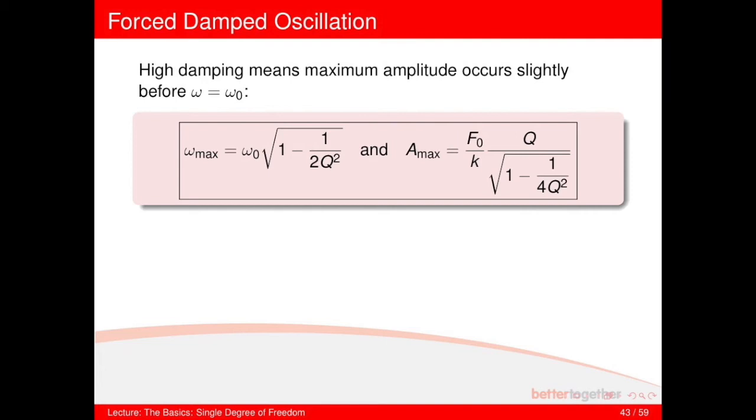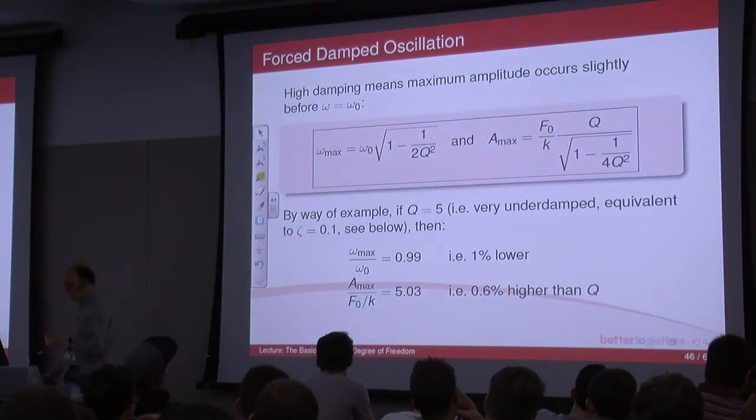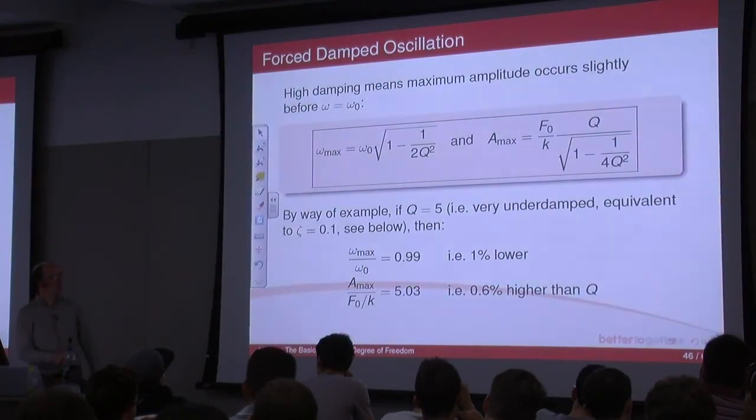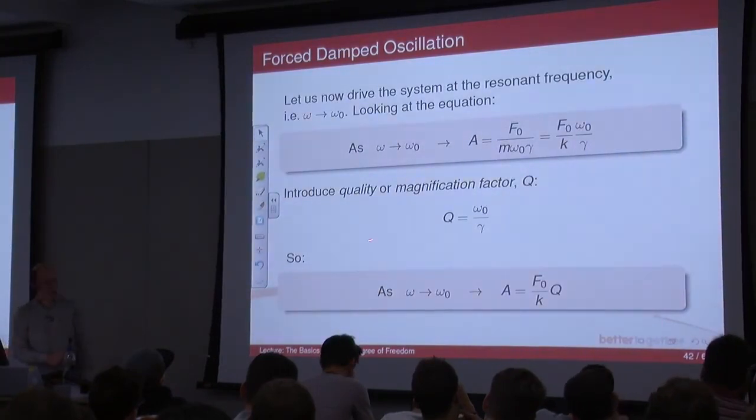The maximum amplitude is slightly different too. Obviously what we've done here is we've stuck our omega into that frequency, and that's what you're getting there. So by way of example, if Q is 5, so very underdamped, equivalent to a damping ratio, we'll cover damping ratio next week, of 0.1, then omega max is 0.99 of omega naught, so it's 1% lower. And A max is F naught upon K times 5.03, so it's only 0.6% higher than Q. So it doesn't actually make that much difference with a very underdamped system, whether you take these equations or those equations for the frequency.